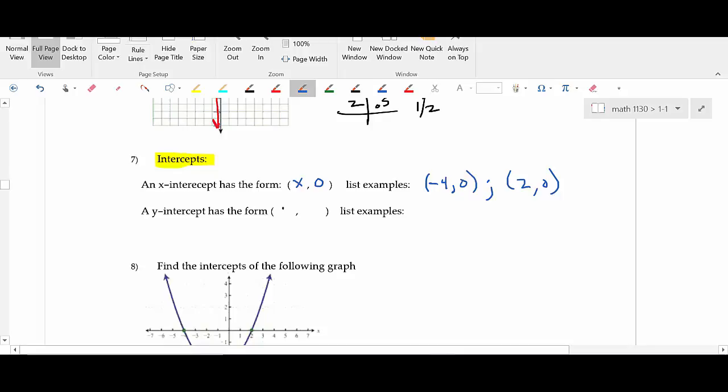A y-intercept looks like this: x is 0, and y is whatever. y can be anything. As an example, you might have 0, 8, or something like 0, -5. How do you plot 0, 8? You just go up 8 and put a dot on the y-axis. So that's how y-intercepts look, and that's how x-intercepts look. Notice that on a y-intercept, x is 0. On an x-intercept, y is 0. You want to know that and understand that.